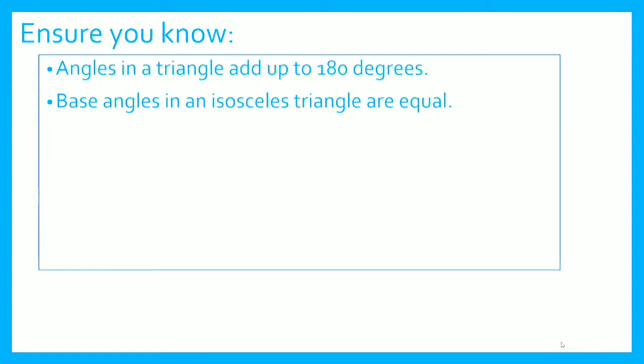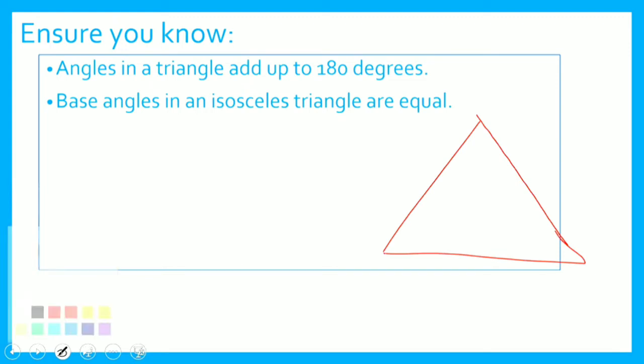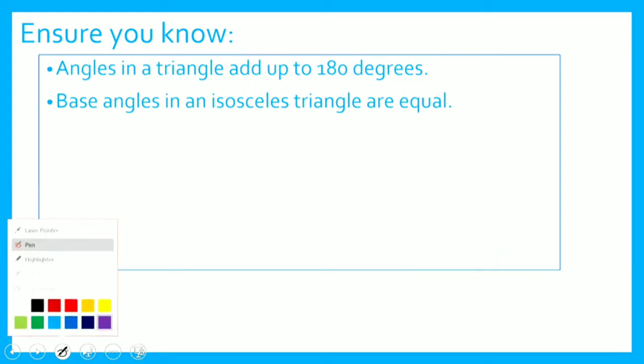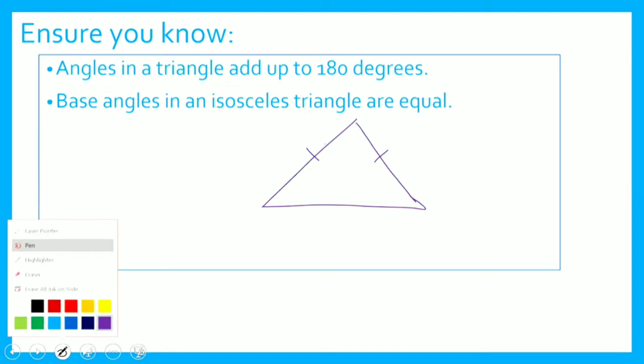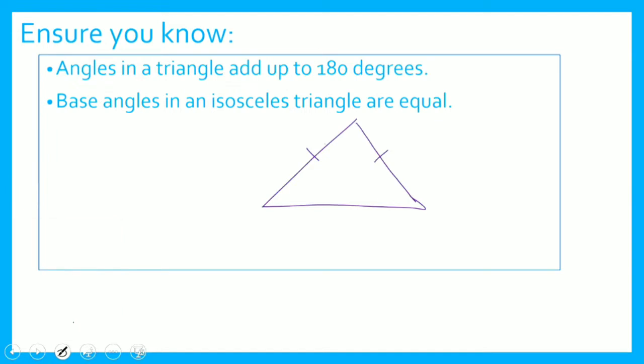angles in a triangle add up to 180 degrees, and we know that's pretty simple. And also that base angles in an isosceles triangle are equal. So an isosceles triangle is a triangle that has two sides and of course two angles equal. If this is an isosceles triangle, it may be marked with the same thing on both sides. So you would know that both of those sides are equal. Now, if both of those sides are equal, then these angles are also equal.